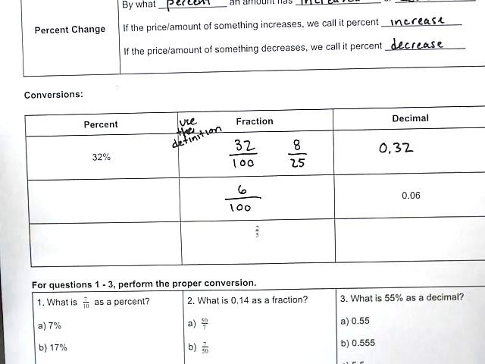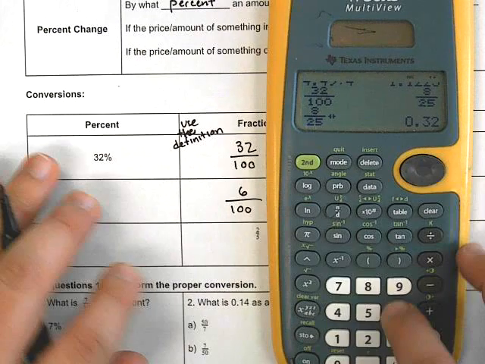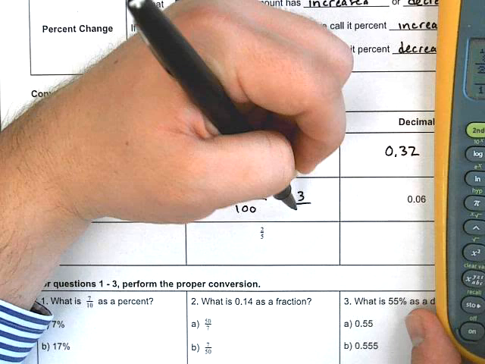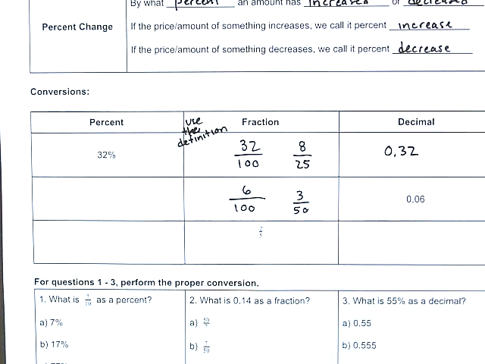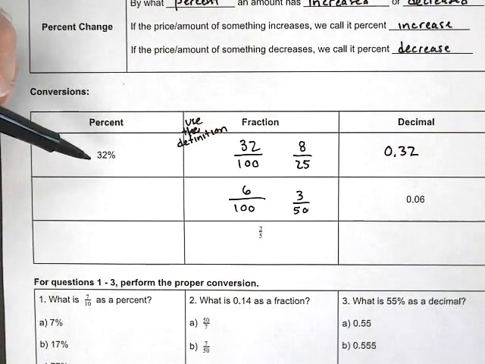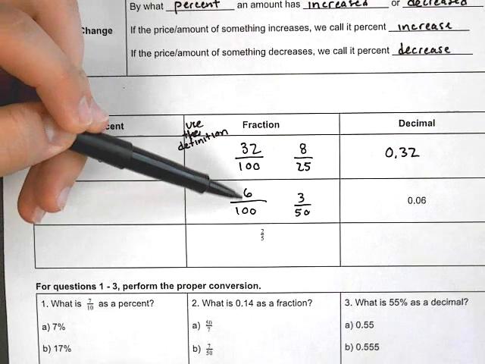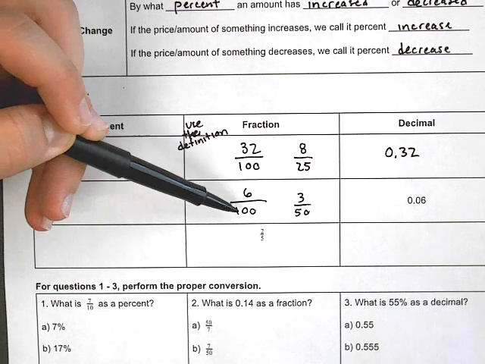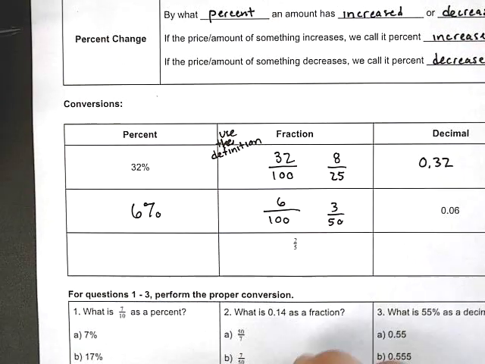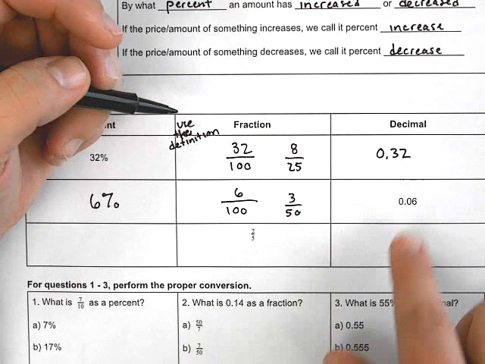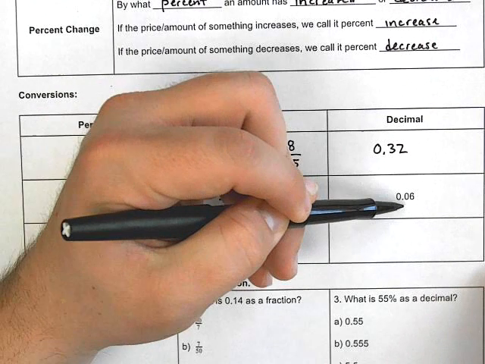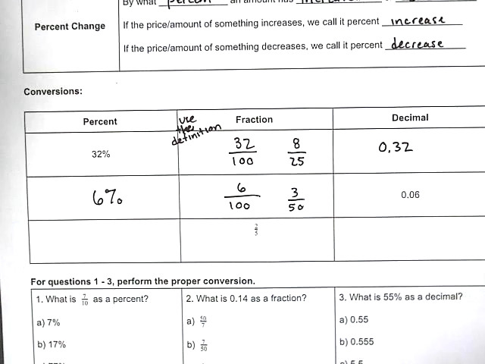And then again, I would probably try to reduce this; 3 out of 50 would be my overall reduced fraction. Okay? But I'm going to use the definition again. I know that a percent is out of 100, and this is out of 100. So if I have 6 out of 100, then I have 6%. Again, the other way to think about this, guys, is you can move the decimal place 2 spots over to create your percent.